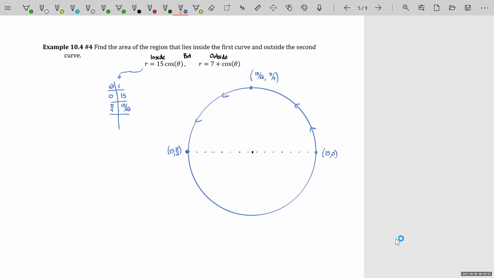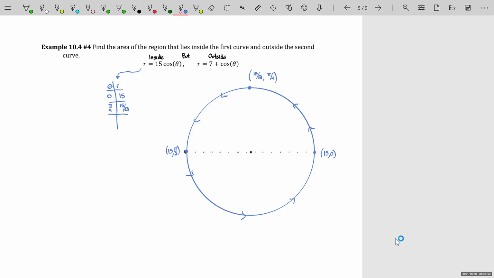It's better just to know that when you have a times cosine of theta or a times sine of theta, those are circles. If it's a cosine, it's a circle on the x-axis. If it's a sine, it's a circle on the y-axis. If it's positive cosine, it's on the positive x-axis. If it's a negative 15 cosine, it's on the negative x-axis. If it's a positive sine, it's on the positive y-axis. If it's a negative sine, it's on the negative y-axis.